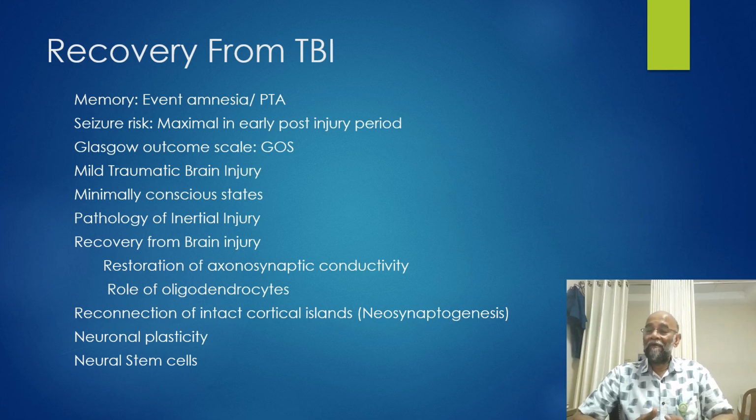Neural stem cells, do they have a role in neurological functional recovery? Probably not much of a role, but we know that there are neural stem cells available in the dentate gyrus of the hippocampus, or in the subependymal zone of the ventricles. These cells can migrate, integrate, and result in some improvement of function. However, to harness that properly is something we have to look forward to in the future.